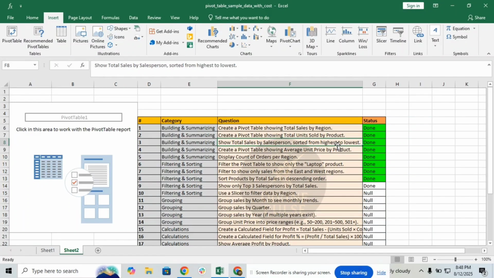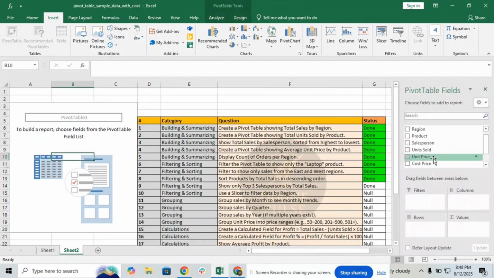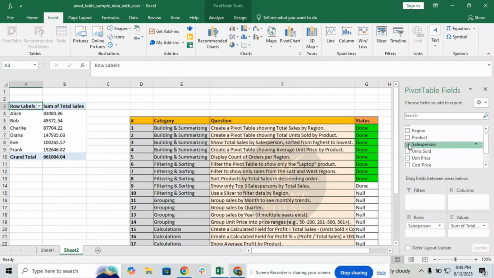So total sale by salesperson. Sort from highest to lowest. Okay, first the question is total sale by salesperson. Okay, so where are you? Total sale. Total sale by salesperson. Okay. So it is the total sale by salesperson. Then what is it? Sort from highest to lowest.